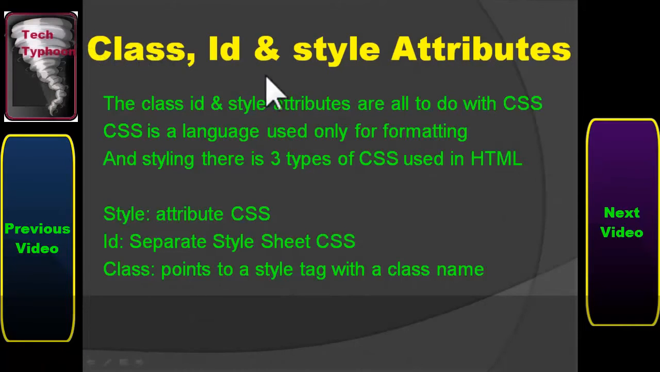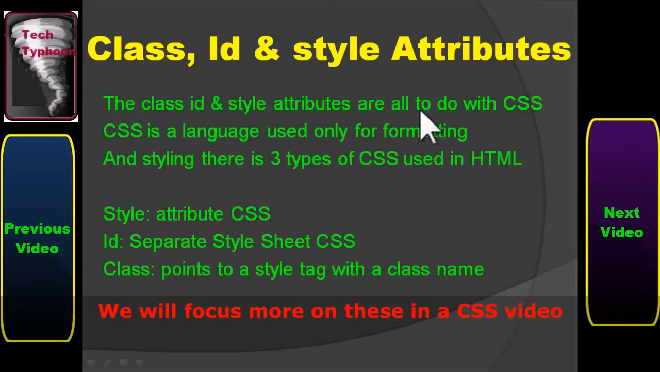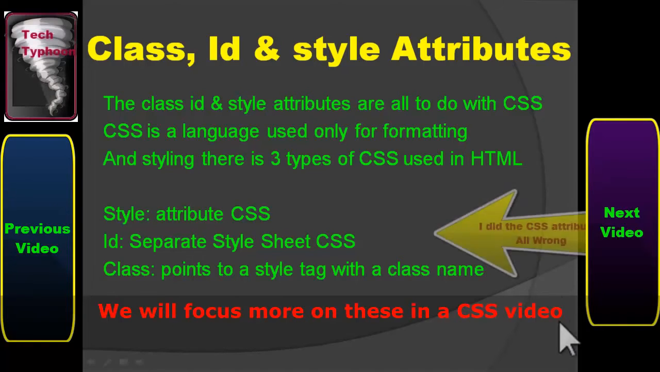This one is the class, ID, and style attributes. The class, ID, and style attributes are all to do with CSS. CSS is a language used for formatting and styling. There are 3 types of CSS used in HTML. You see, CSS is used to style an HTML page and make it look nice. Now, there are 3 ways to do that.